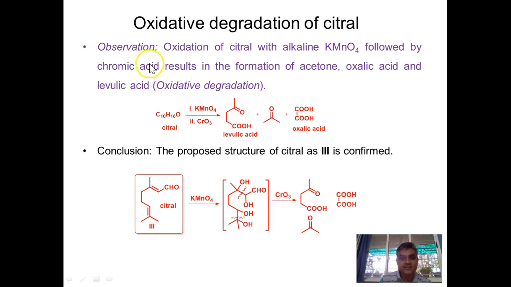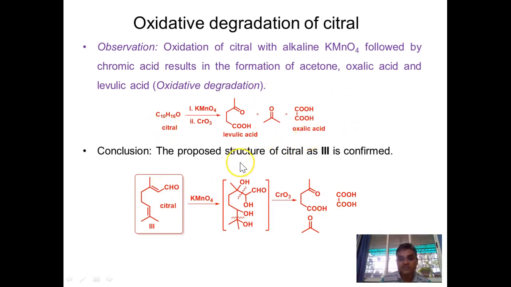In case of citral, such an oxidative degradation experiment was performed using KMnO4 and CrO3. So in this KMnO4 and CrO3 oxidation, vigorous conditions are employed here. So levulinic acid is formed, acetone is once again formed, and oxalic acid is formed. So formation of acetone indicates here the isopropylidene group. Here formation of oxalic acid again proves the carbon-carbon double bond cleavage. One is an aldehyde already there, so it will form COOH, and another will form COOH here.